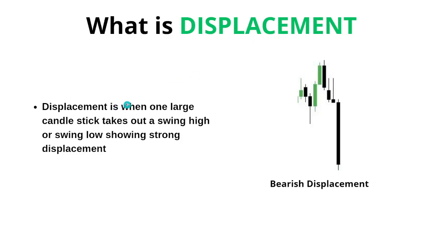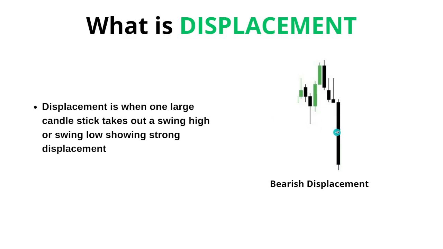Displacement happens when one large candlestick takes out a swing high or a swing low, showing a strong displacement. To the right of it, we have a bearish displacement example to drive the point home. So we see the market created a swing low here, and then shortly afterwards, we get a displacement candle taking out that low, giving us a strong bearish displacement. That's it. No need to overcomplicate it.